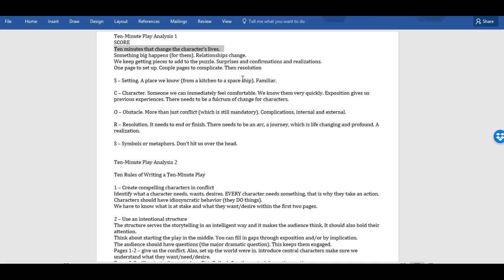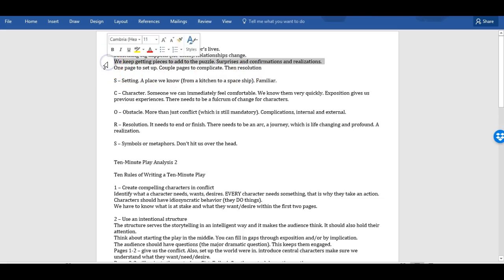So it needs to be 10 minutes that change these characters' lives forever. Something big needs to happen for them. Their relationship changes, their understanding of themselves changes, their understanding of the world, whatever. Something important happens for these characters in their life.